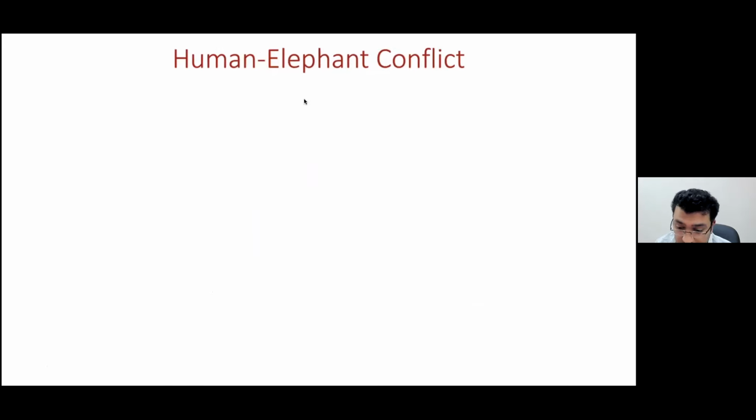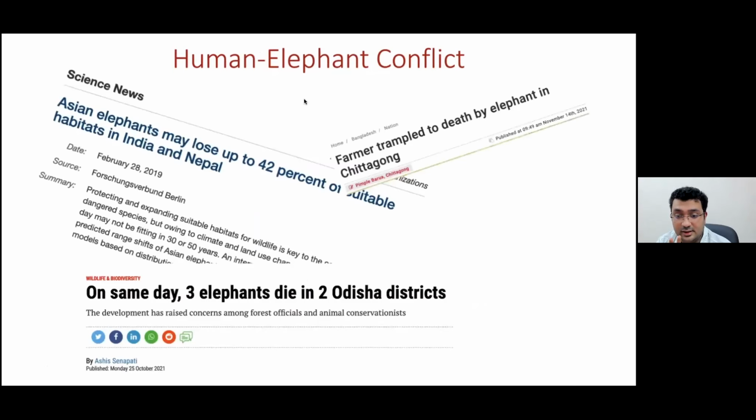So human elephant conflict is a big deal in India, right? So every day, a lot of elephants die or humans die, right? So because of this human elephant conflict. And these are just very recent news articles where farmers get trampled, and then there are inhuman ways in which farmlands are protected using electric fencing, and these poor elephants don't know that. And then there are these highway projects that go straight through elephant corridors, right? So all of these things.